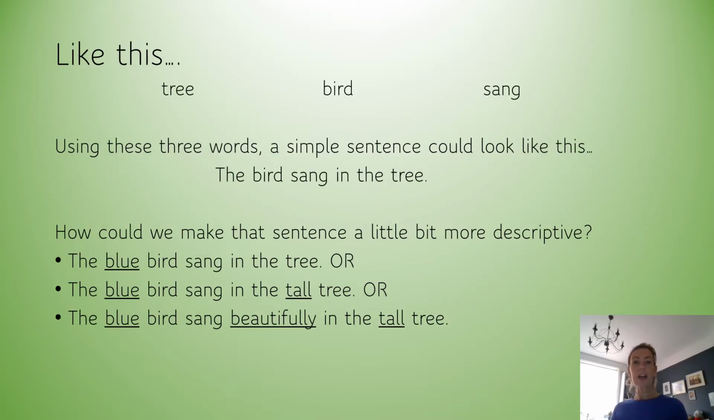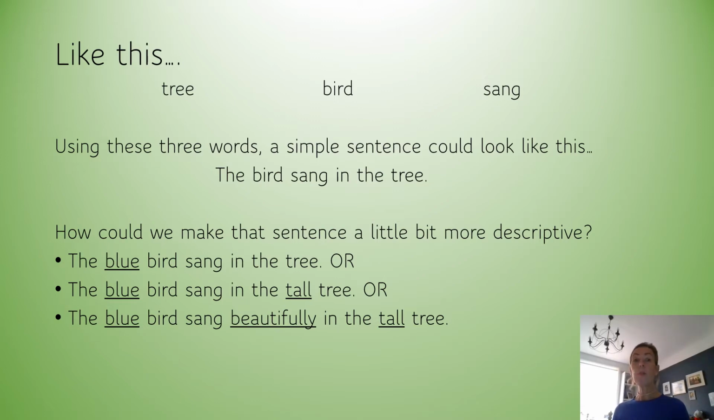So let's have a little go like this. If I took three words, tree, bird and sang, putting those three words into a simple sentence could look like this. The bird sang in the tree. Very simple. But how could we make that sentence a little bit more descriptive?